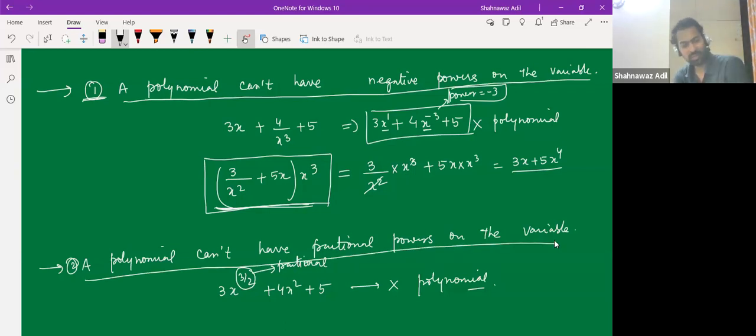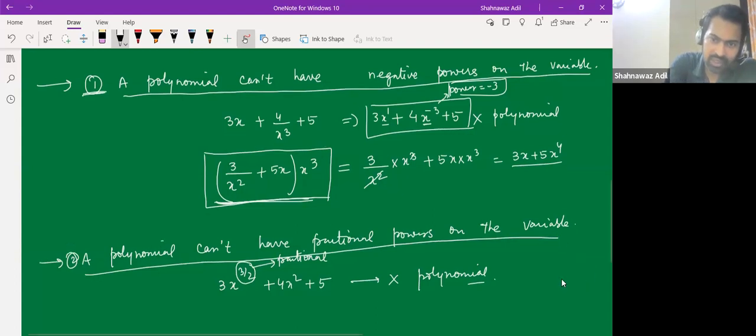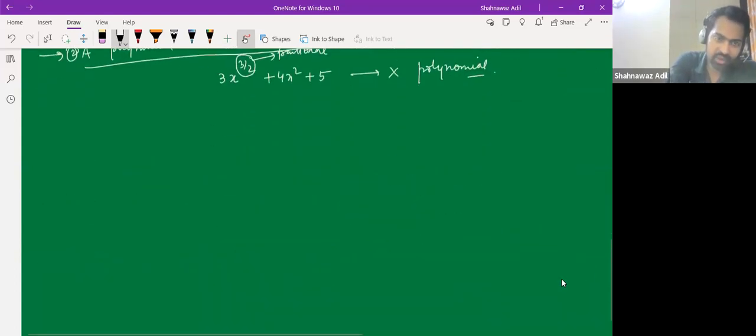So the previous definition was based on the number of terms. Now we have another definition of polynomial, and that is based on the powers on the base. To understand that, first let us learn about the degree of the polynomial.